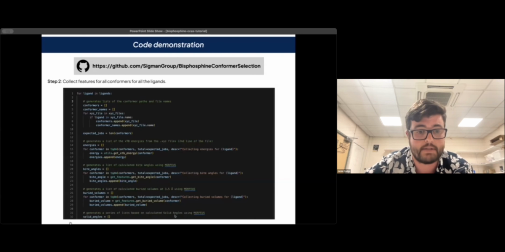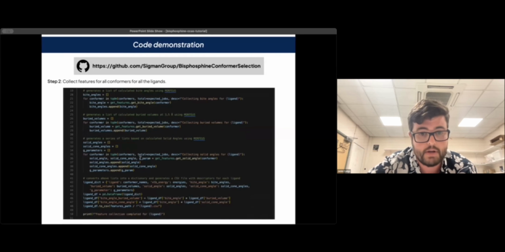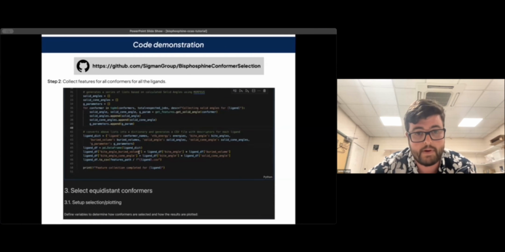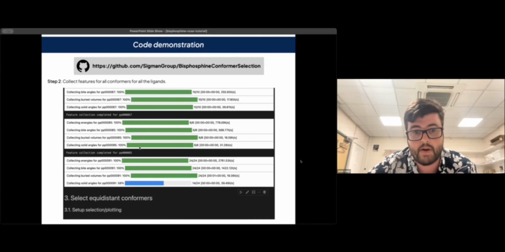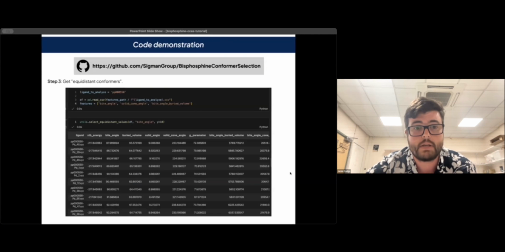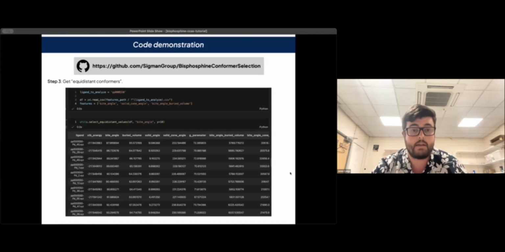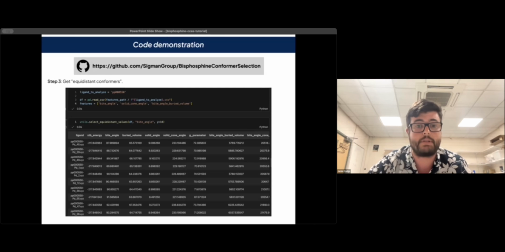We're iterating through the ligands, calculating the energies, the bite angles, and the buried volumes. And you'll see it very quickly buzz through all of those features when we run the cell. And there we go, very quickly going through all of the features from Morfeus. This gives you a CSV file as the output. No, these are not selected, sorry. This is all the information of all the conformers with all the features.